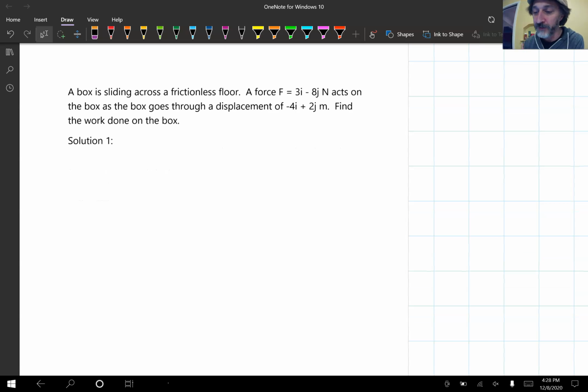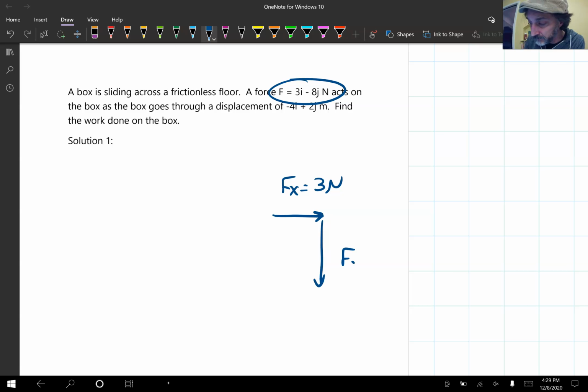So here it says a box is sliding across a frictionless floor. A force F. I'm going to do everything for my force in blue. So it's 3i minus 8j. So here's my force, 3i, there's my y component. So here's my force vector.